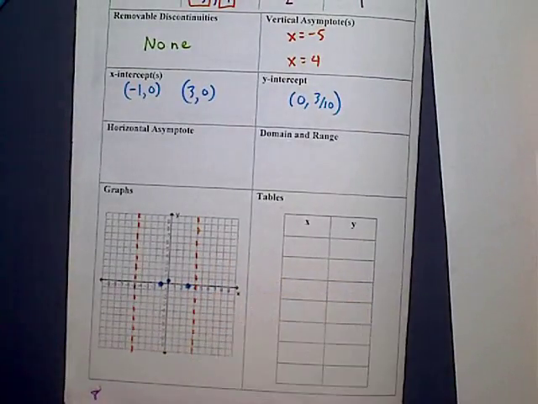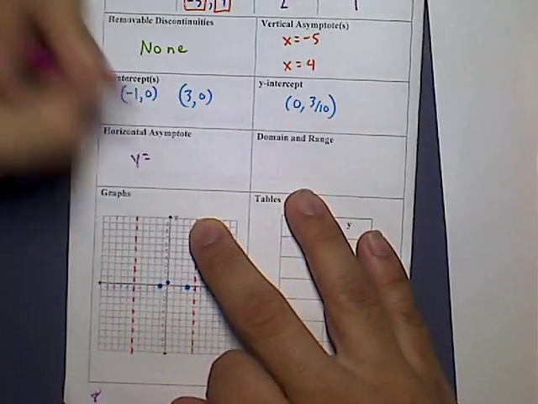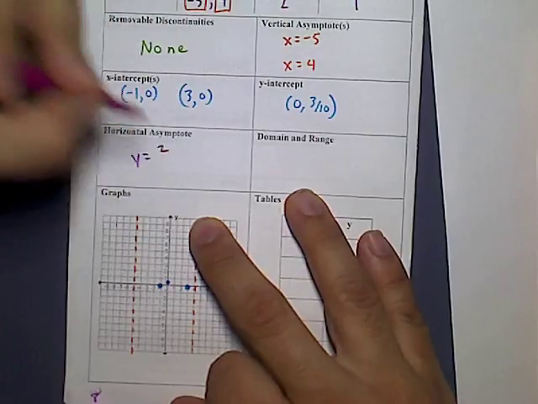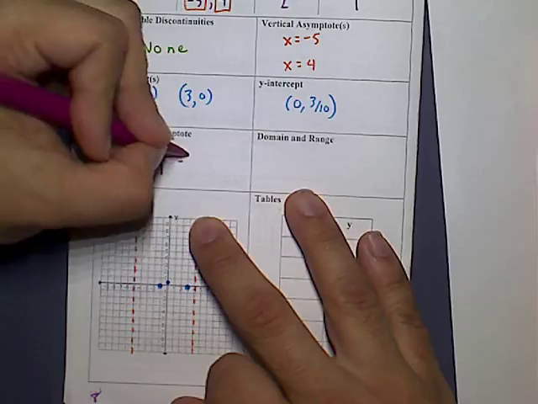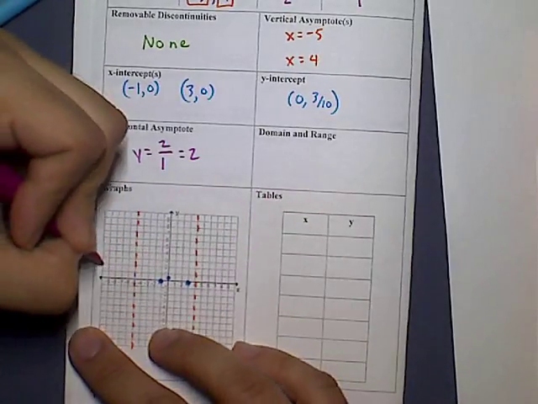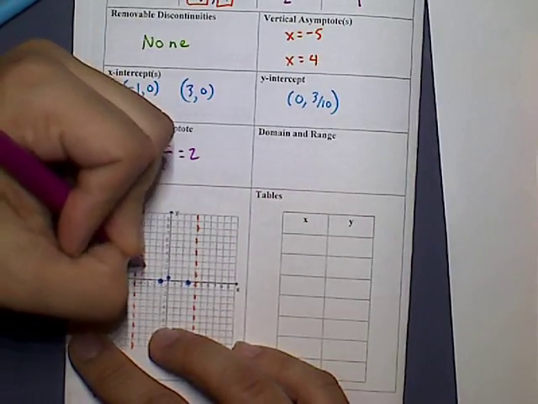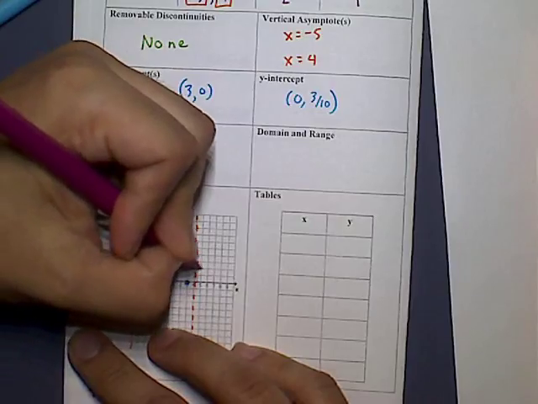So the leading coefficient of the numerator is 2. The leading coefficient of the denominator is 1. 2 over 1 is just 2. So here on the line, I'll create a horizontal dashed line at 2.